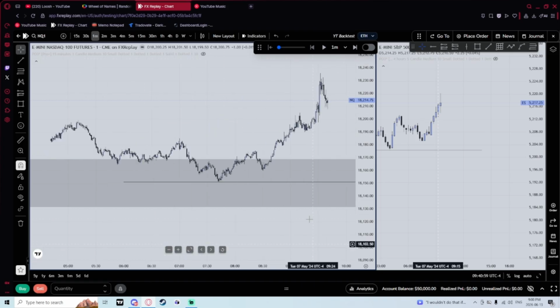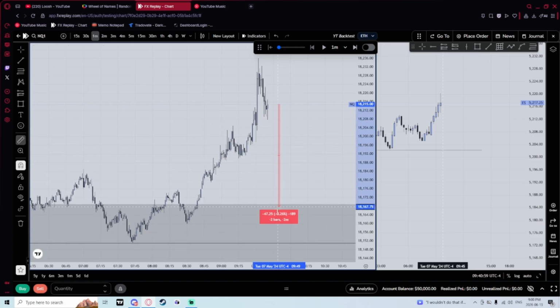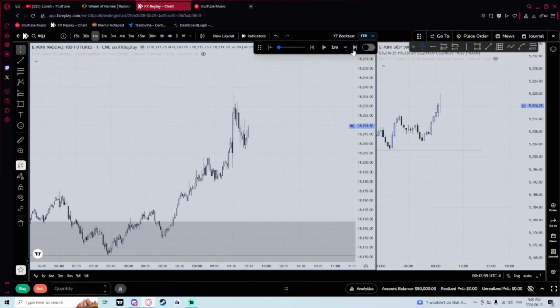I guess I'll go on the 1 hour, or the 1 minute. How many points away are we? Let's see. 60 points is definitely something that price will move towards.